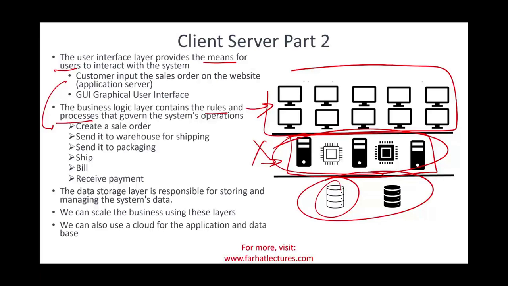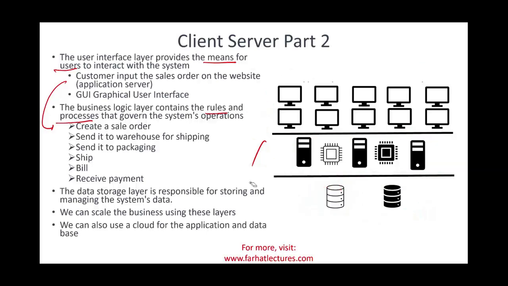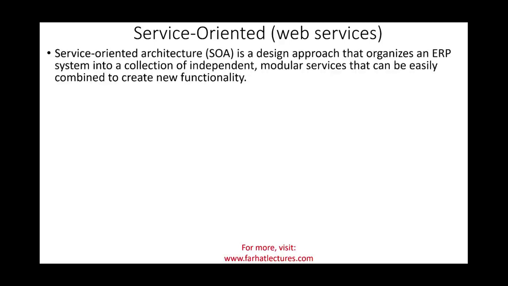So this is the client server part one and part two, which is client server. And once you understand what a client server is, what it looks like for an ERP, you have a good idea about the traditional ERP system. When we say traditional, it's not that old, but now what we have is service-oriented ERP, which is basically mostly web-based services. The service-oriented architecture, or SOA, is a design approach that organizes an ERP into a collection of independent modular services. Hold on a second.